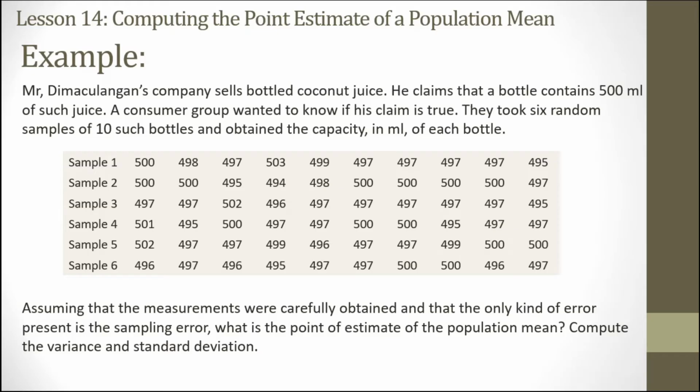Meron silang, sa isang sample, merong 10 bote. At mineasure nila yon isa-isa, sinukat nila. Ito yung naging resulta. So, dinivide nila sa 6 na samples natin sa 10. Ito yung data. Now, assuming that the measurements were carefully obtained and that the only kind of error present is the sampling error, what is the point of estimate of the population mean?